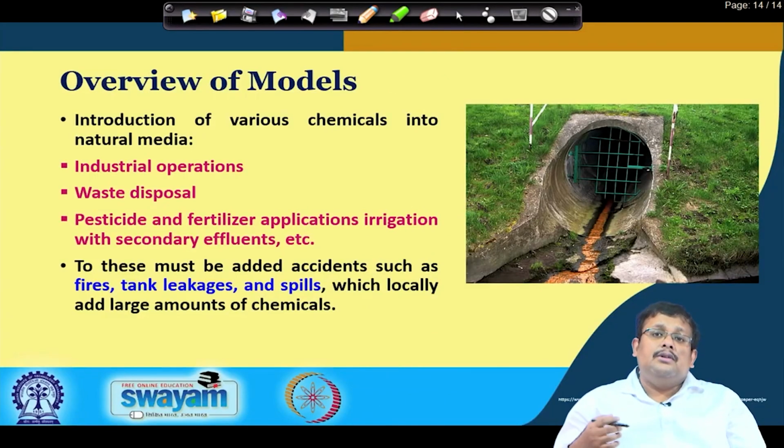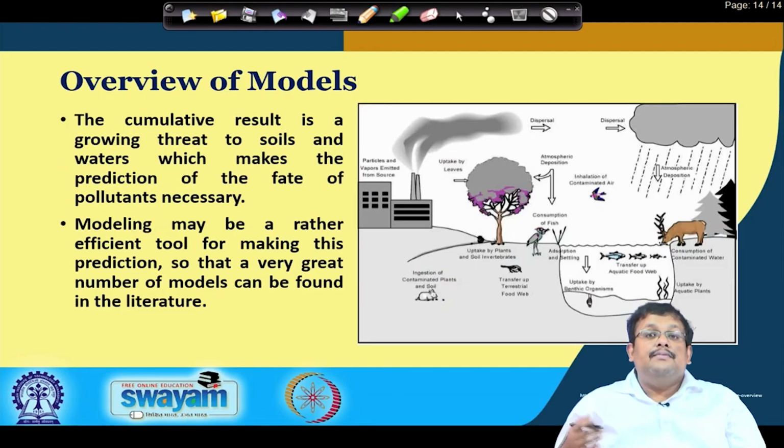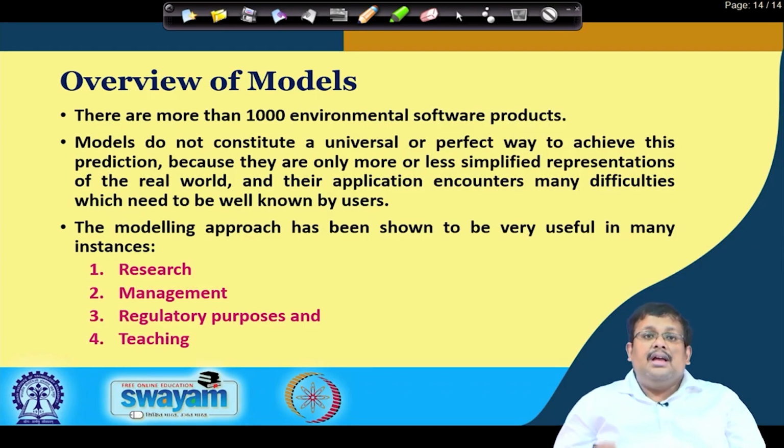So, let me go very quickly through whatever we covered in our last lecture. We started with the overview of the models. We discussed the different sources of contamination, and then the cumulative effects, and then I showed you this picture of how the pollutant can move from one place to another and how they interact with different components of the ecosystem.